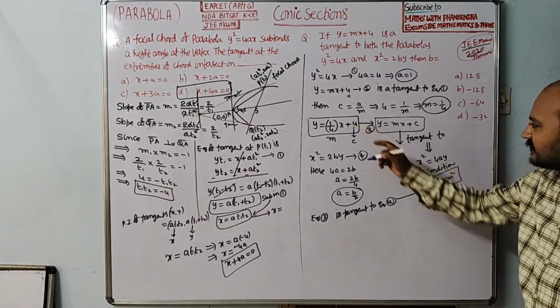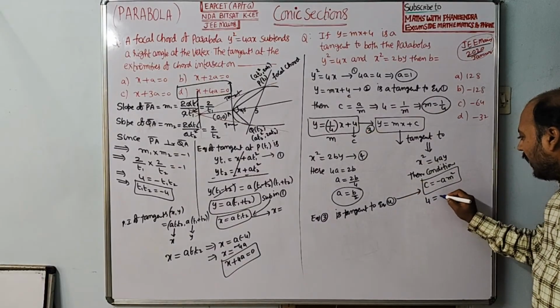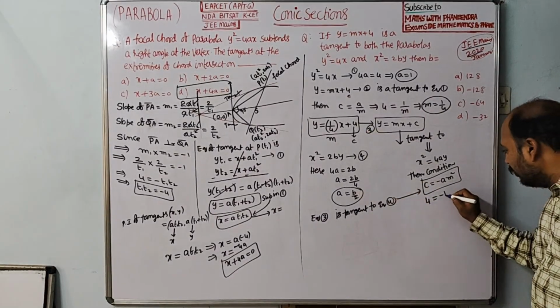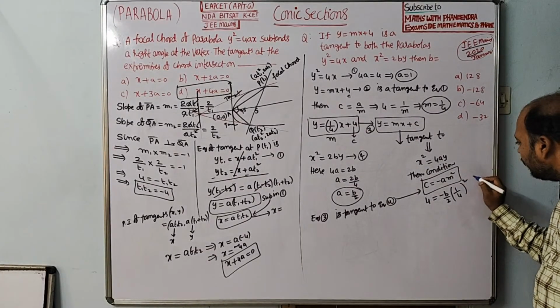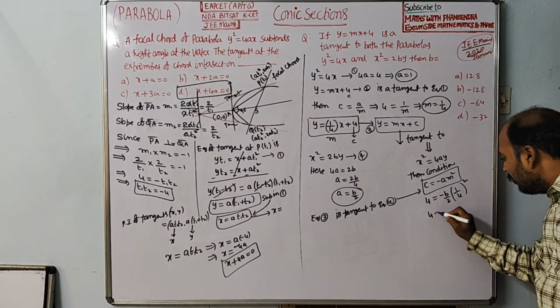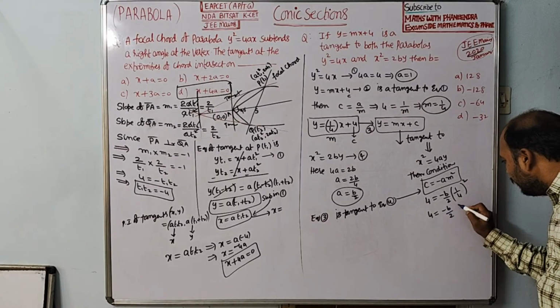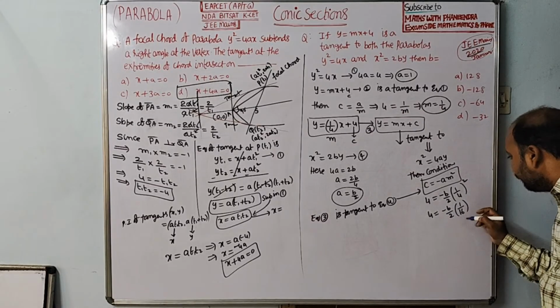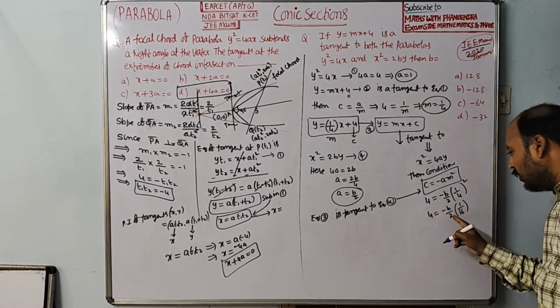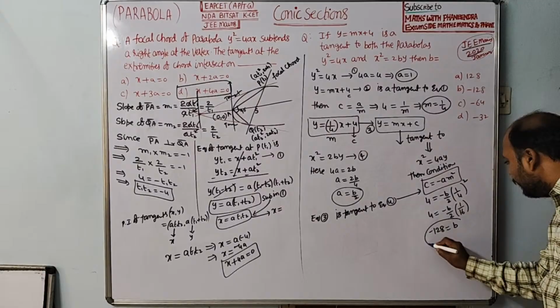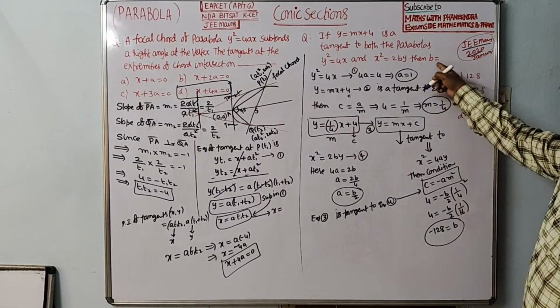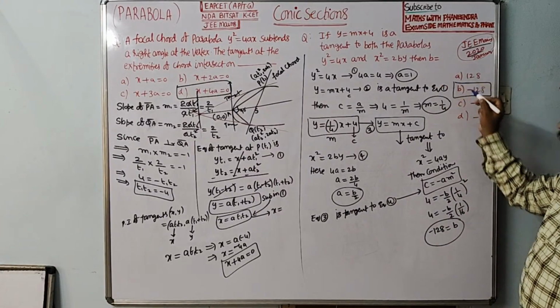What is c in this? C value 4 equal to minus a value b by 2, m value 1 by 4 whole square. So 4 equal to minus b by 2 into 1 by 16. 16 4s are 64 into 2, 128. So minus 128 equal to b. They are asking to find the b value. B value is minus 128.